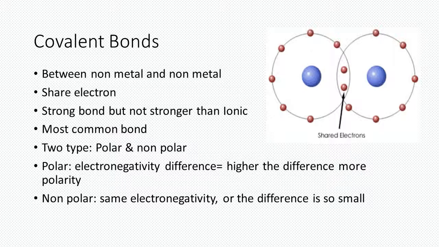Also, within covalent bonds, there are 2 subtypes, which are called polar and nonpolar. Now, what do we mean by polar and nonpolar? So polar happens when the electronegativity difference is high. What does that mean? Each atom has a specific electronegativity. Therefore, if I subtract these electronegativities from each other and their difference is high, that bond is called a polar covalent bond. But if they have the same electronegativity, which usually happens within the same elements, or they have a really small difference, we call them nonpolar covalent bonds.